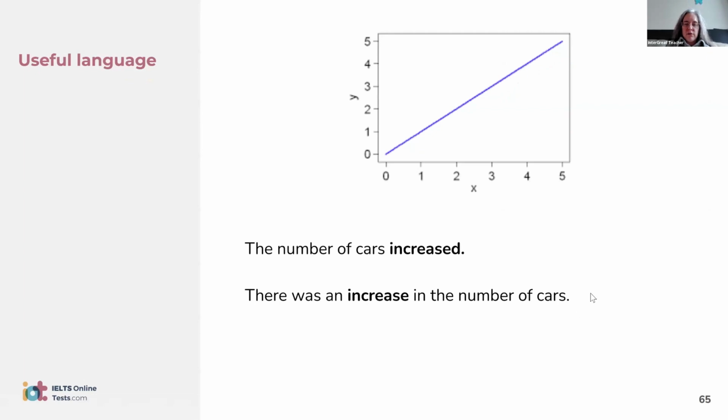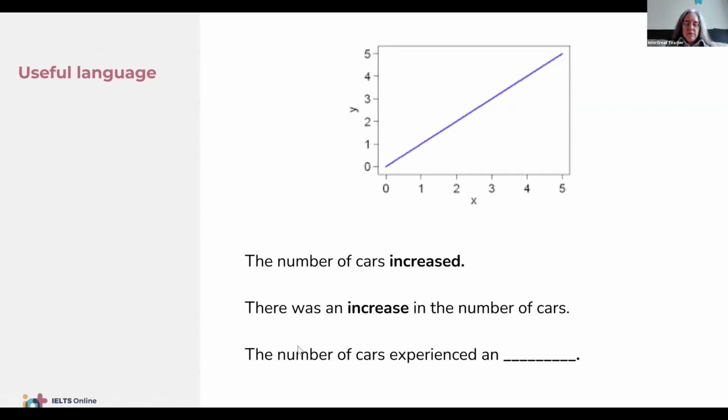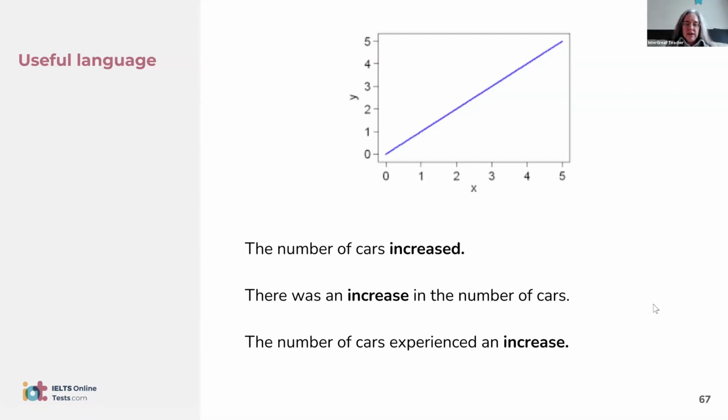So we've got the noun here. The number of cars experienced an, what do we put here? What form do we need? So we're keeping the word the same. We just want to get the form correct. So increase. Okay, it's the noun again. Okay, so the number of cars experienced an increase.